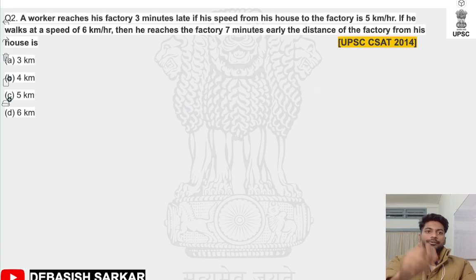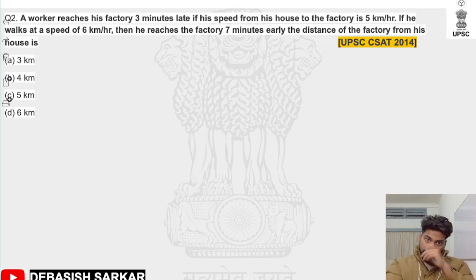A worker reaches his factory 3 minutes late if the speed from his house up to the factory is 5 km per hour. If he walks at the speed of 6 km per hour, then he reaches the factory 7 minutes early. What is the distance of the factory from his house? They have given 2 conditions. First condition, if you are walking at 5 km per hour, you will reach 3 minutes late. If you are walking at 6 km per hour, you will reach 7 minutes early. These two are the conditions. Now they are asking what is the distance.